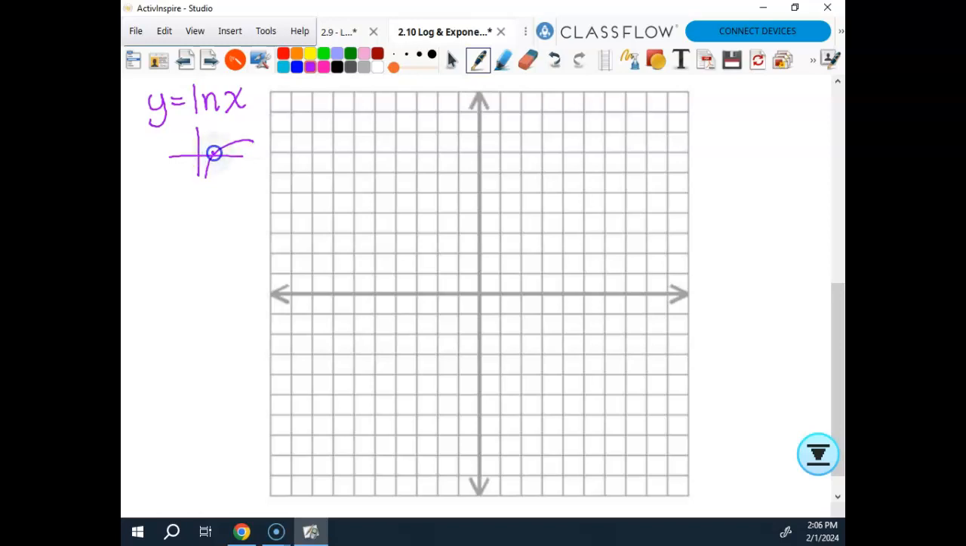This point right here is still (1, 0). I don't care what the base is. So the natural log of 1 is 0. So we can go to (1, 0) and make a point.